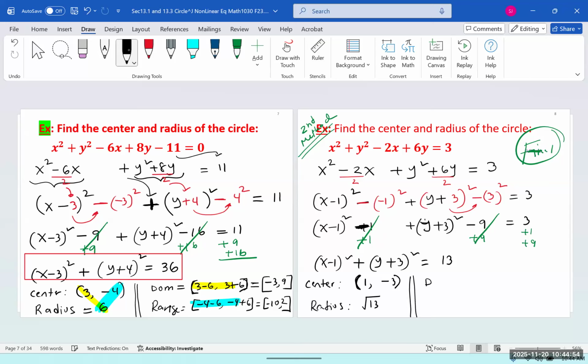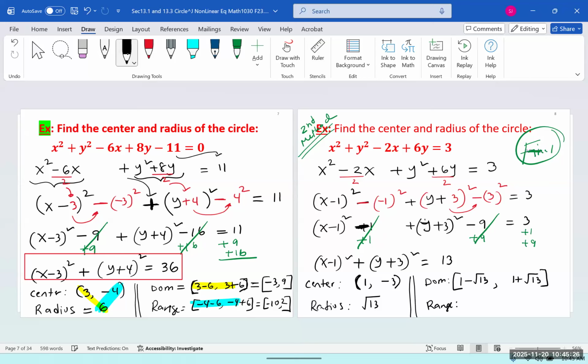How about the domain? Who would like to try the domain? Go ahead, Ronald. 1 minus radical 13 is the lower limit. 1 plus radical 13 is the upper limit. Perfect.